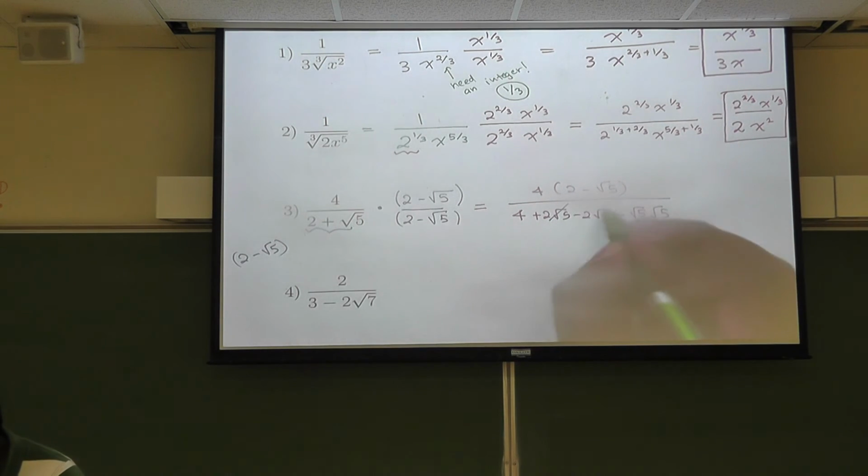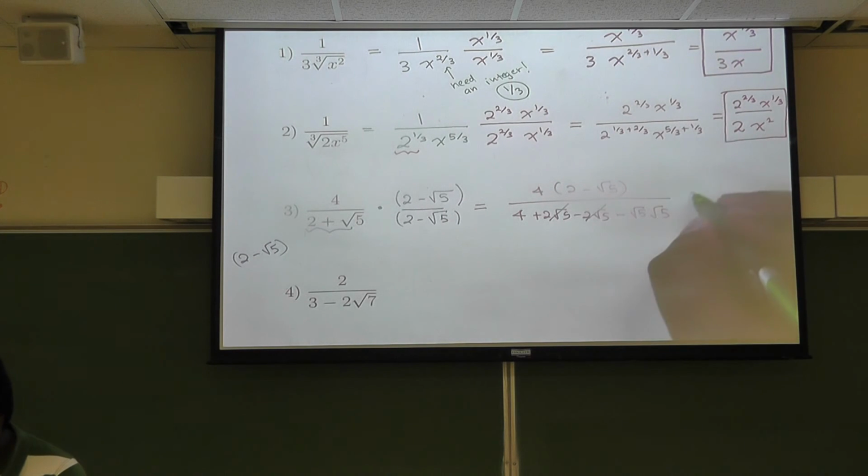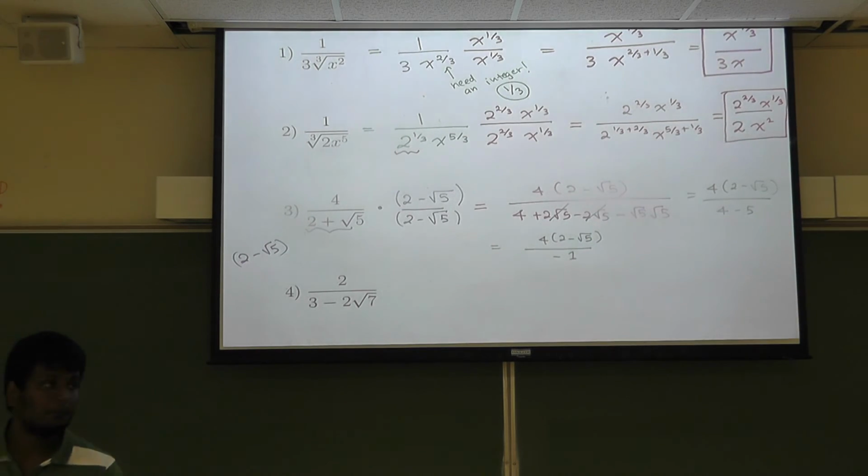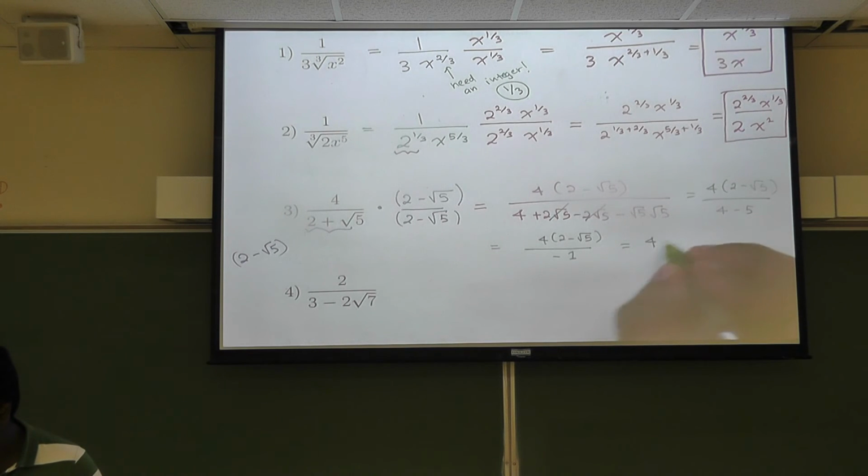And you can see that these two are the same quantity, plus and minus, they cancel off. And root 5 times root 5 is just 5. So what you have is 4 times 2 minus root 5 divided by 4 minus 5. And 4 minus 5 is negative 1, so 4 times 2 minus root 5 divided by negative 1. And dividing by negative 1 is the same as multiplying by negative 1. So what you can do is take out a negative sign, or you can simply flip it. Okay, so let's see how the flipping works. It would be just 4 times root 5 minus 2. Done.